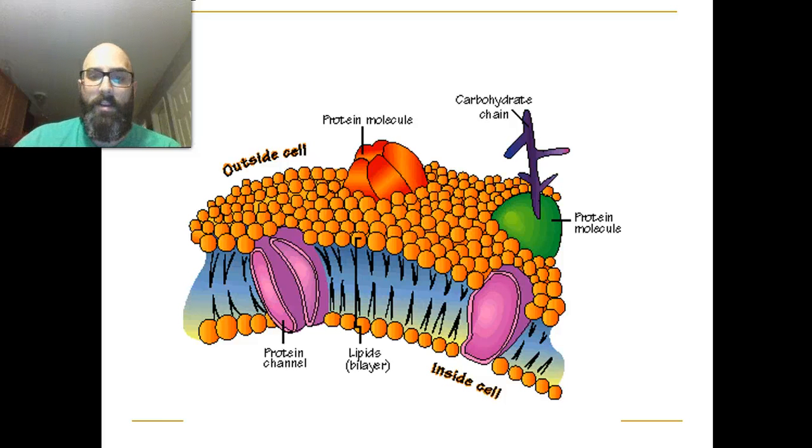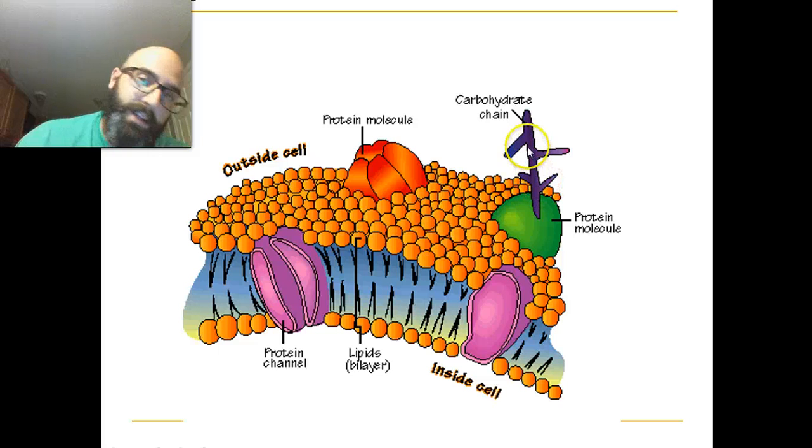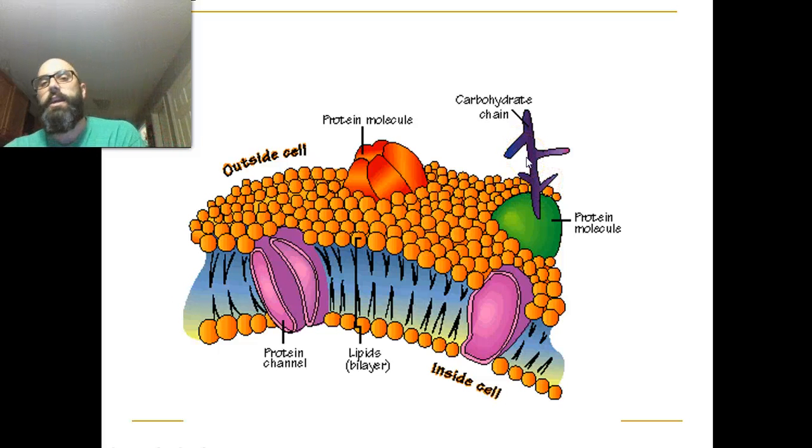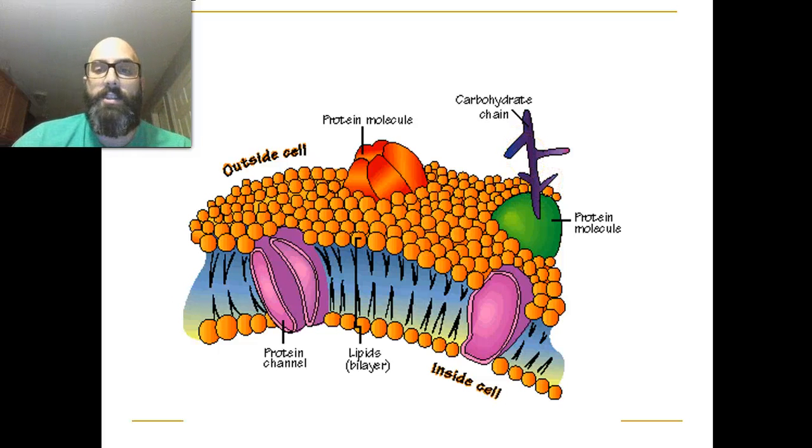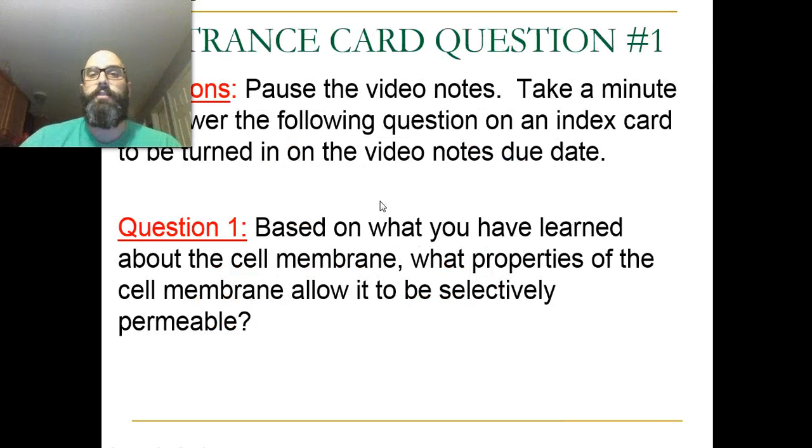Here's just another example of the protein, or the phospholipid bilayer, or cell membrane. You have channel proteins, you have carrier proteins, you have protein molecules with a carbohydrate chain that could possibly be used as identification or carrier proteins. There's tons of different functions of those, and we're going to get into those in just a second.